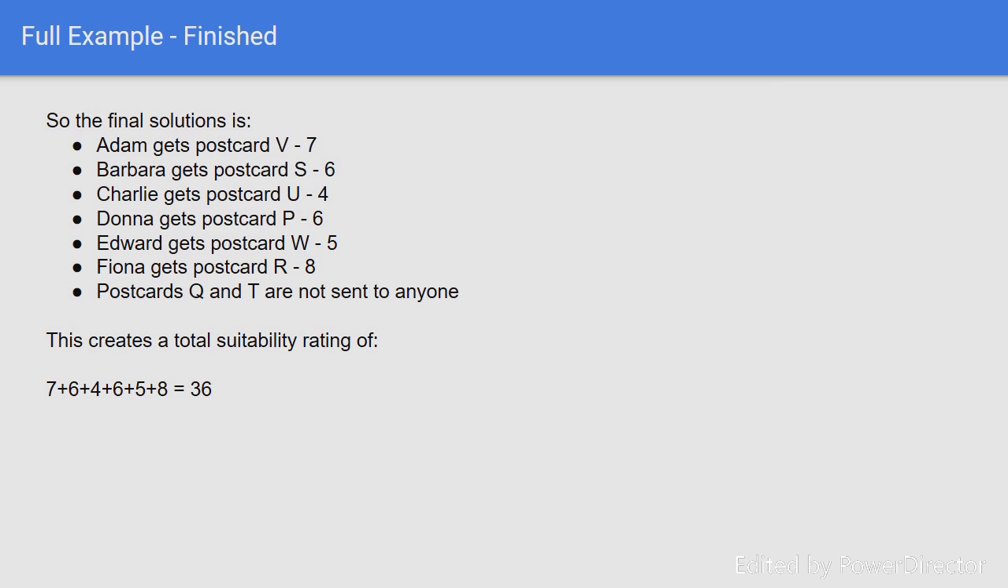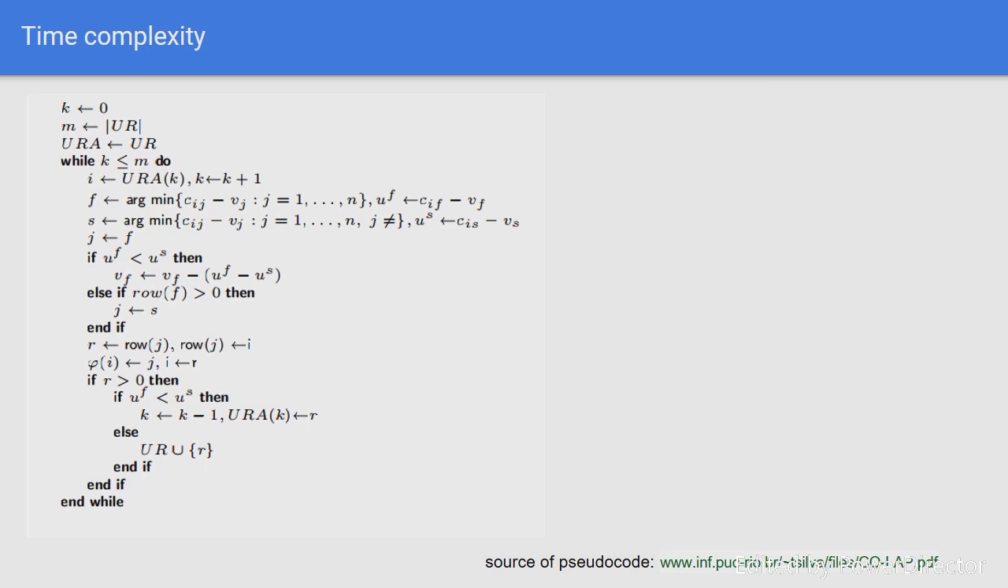Now let's look at the runtime of the algorithm. As I mentioned earlier, this algorithm runs in polynomial time, but let's have a more in-depth look. This is an example of the pseudocode for this algorithm. This video isn't on how to program this, so I won't go into too much detail, but there are a few key things to note here.